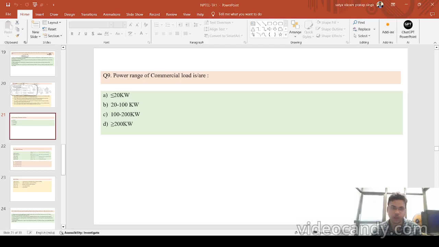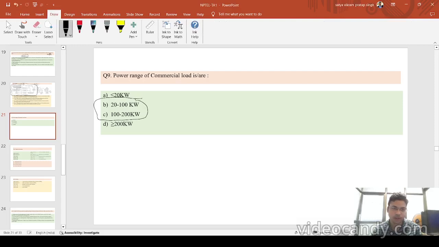Okay, coming to the answer. Both answers B and C are correct. The commercial load lies in the 20 to 200 kilowatt range. Industrial is greater than 200, and less than or equal to 20 is household consumption. Why am I saying this? There are three different kinds of loads: commercial, industrial and household.